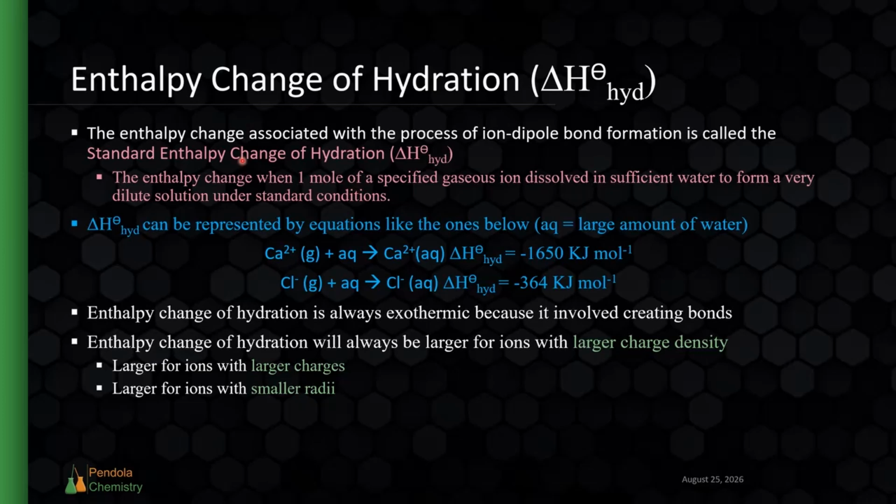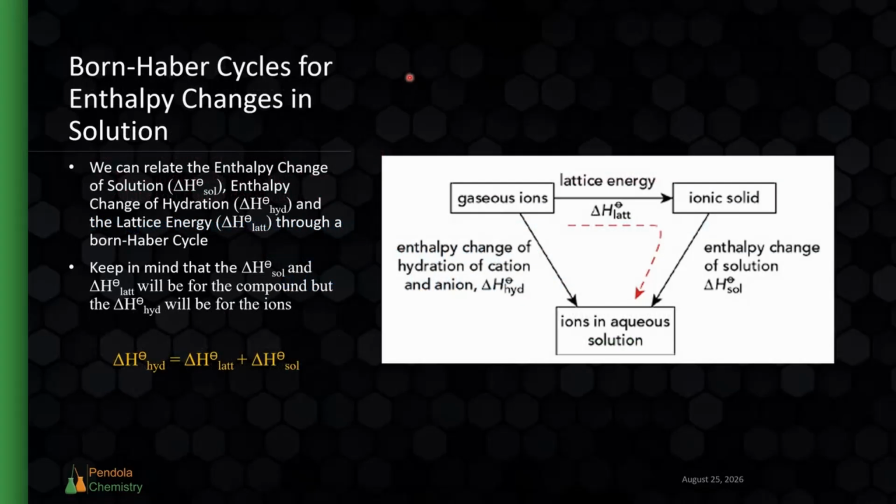Now, as you can guess, because these are all related to each other, enthalpy change of hydration, enthalpy change of solution, and lattice energy can actually be put into a Born-Haber cycle, or an enthalpy cycle, Hess cycle, whatever you want to call them, where you can relate enthalpy change of solution, enthalpy change of hydration, and lattice energy through a cycle that we have here. Keep in mind that the enthalpy change of solution and the enthalpy change of the lattice will be for compounds, whereas the enthalpy change of hydration that we just talked about are for individual ions. So you might have to use multiple enthalpy changes of hydration because you have multiple ions in an ionic compound.